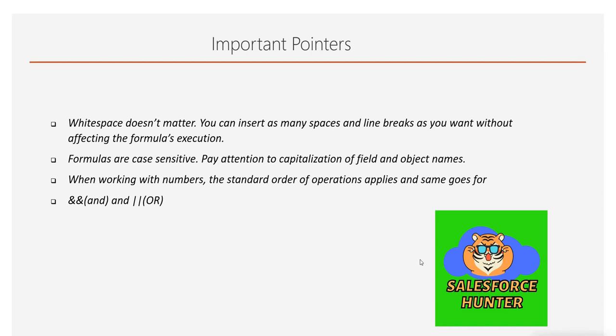Also, when working with formulas, the standard order of operations applies, and the same goes for the AND OR operations that I told you about. Brackets come first, then exponents, then division, then multiplication. Addition and subtraction have the same priority, and in AND OR, the AND has the higher priority. If both are present in the same expression, then AND would be operated first. Similarly, it applies when we are working with numbers. So these are the important pointers to keep in mind.